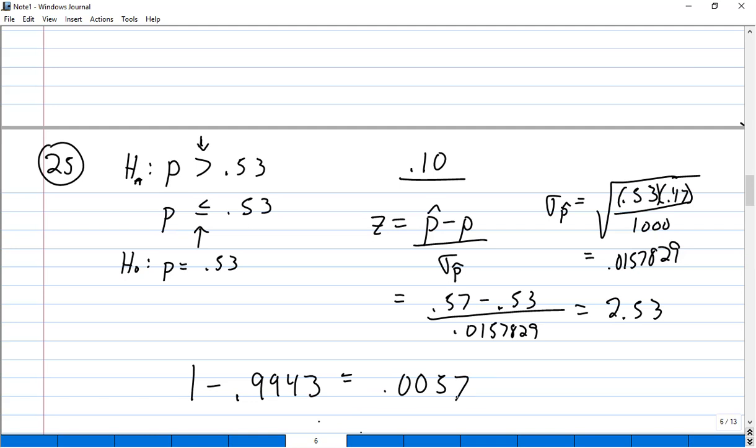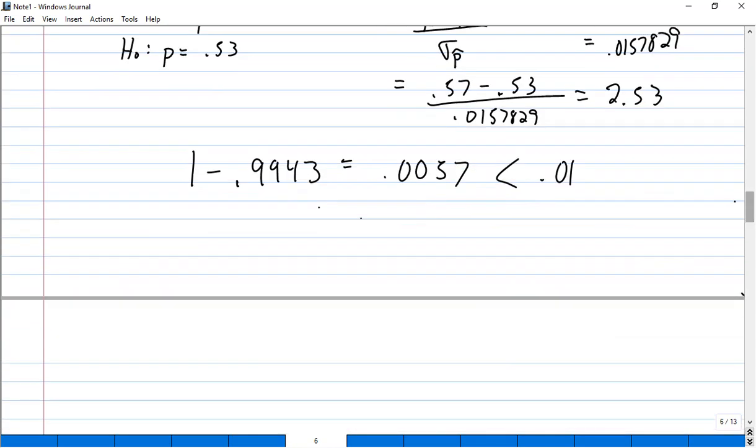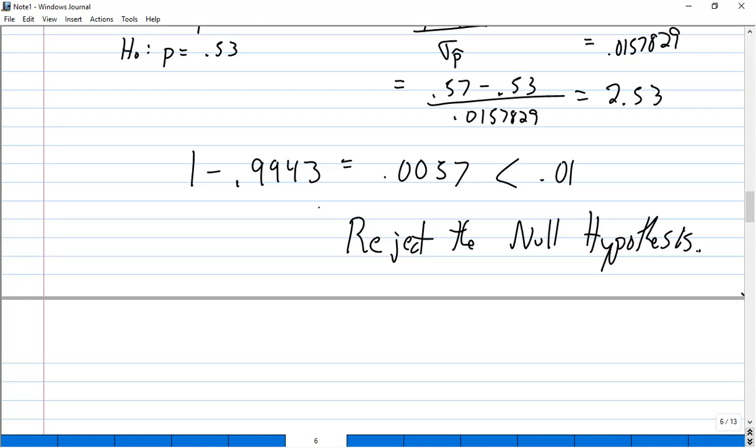That's going to be 0.0057. Is this less than the significance level or greater than the significance level? This is definitely less than the significance level. So that means we are going to reject the null hypothesis. And we are done.